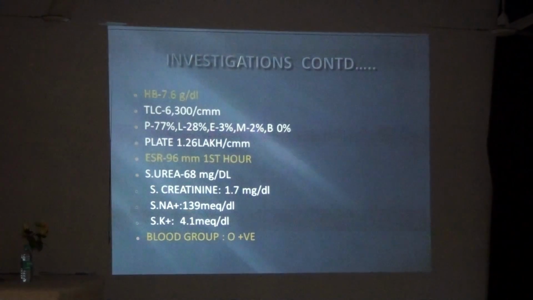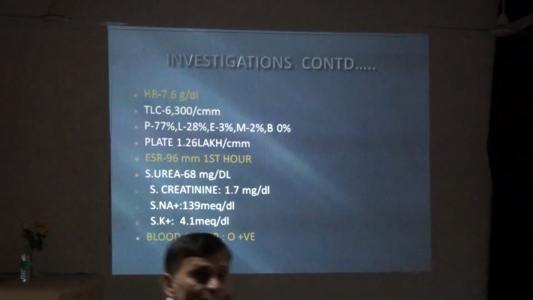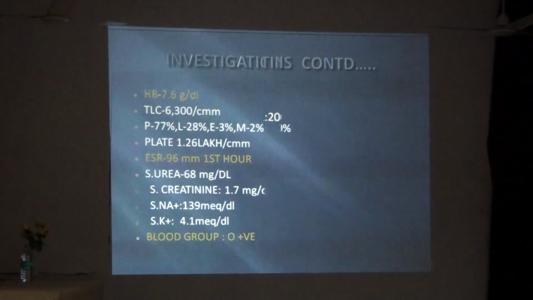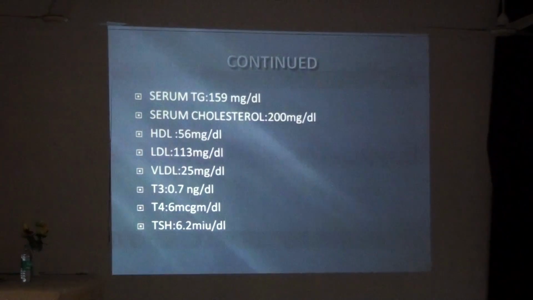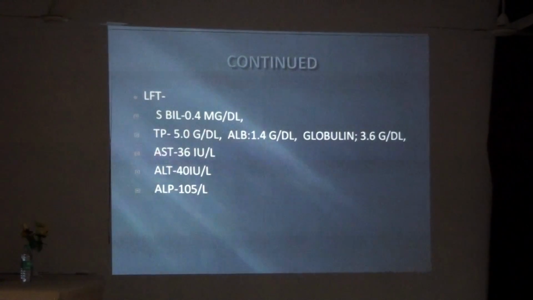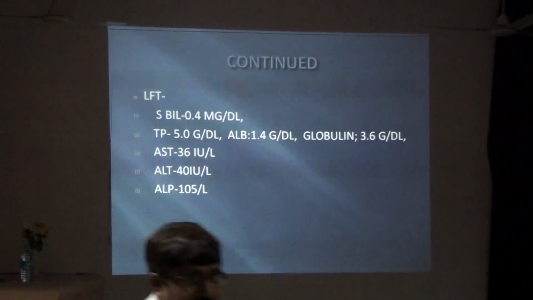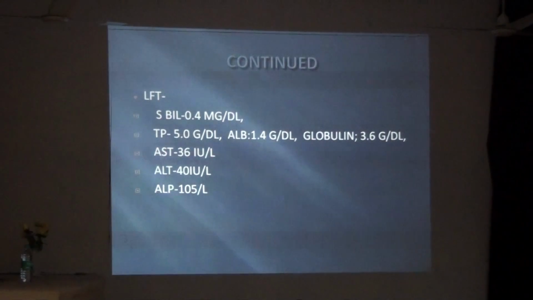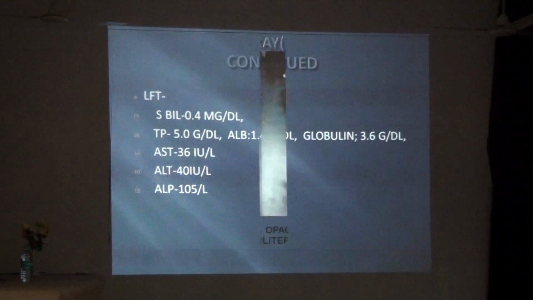Further investigation during hospitalization: the patient's ESR is raised, blood group O positive, serum triglyceride, cholesterol, HDL, LDL, VLDL all within normal limit. Then LFT: serum bilirubin is 0.4 milligram per deciliter, total protein 5 gram per deciliter, albumin 1.4, and globulin 3.6. All liver enzymes are within normal limit.